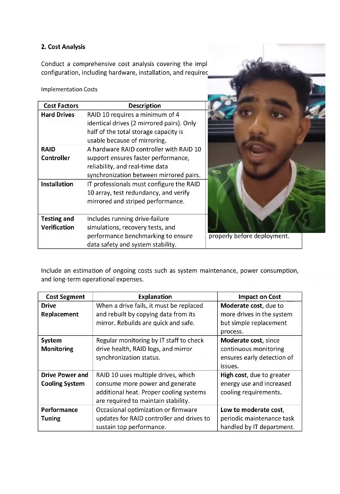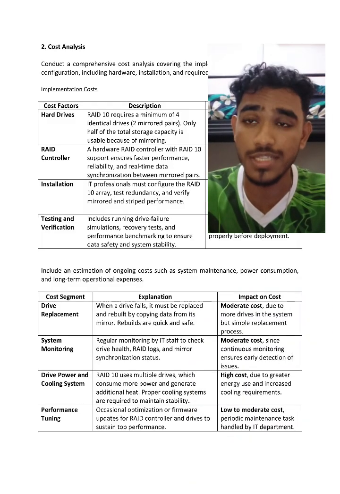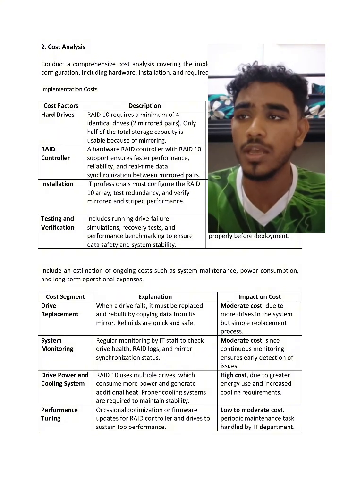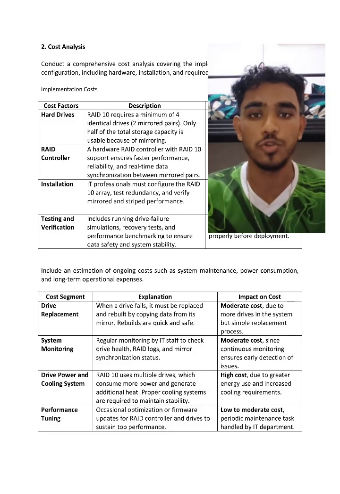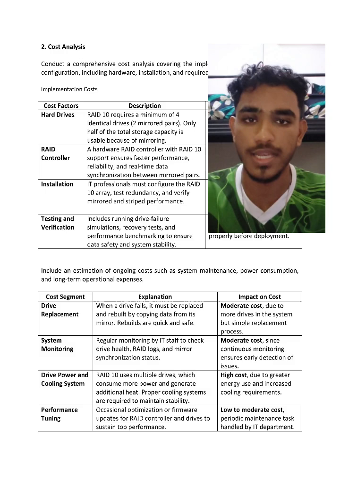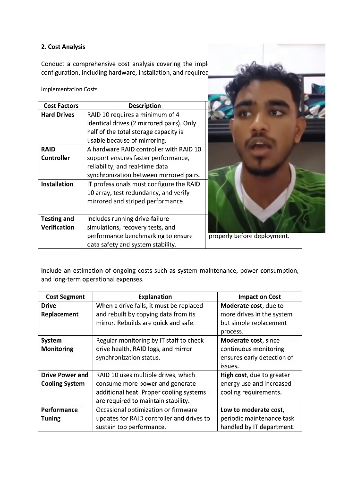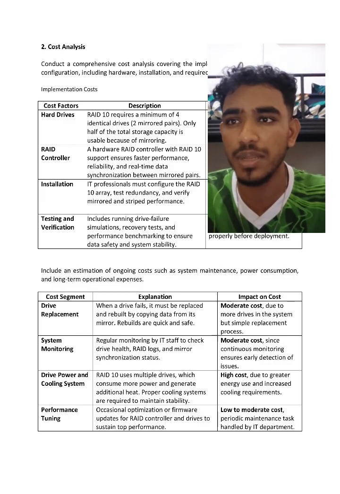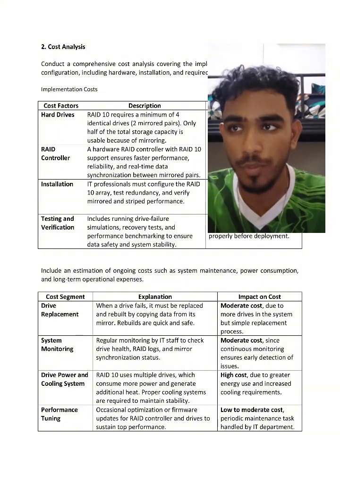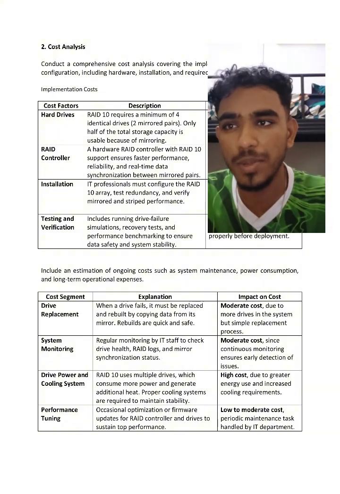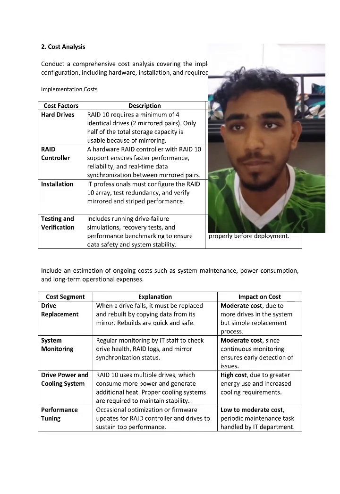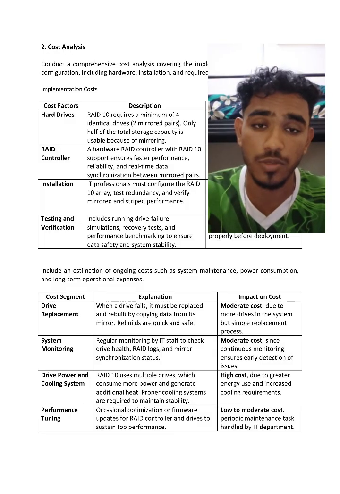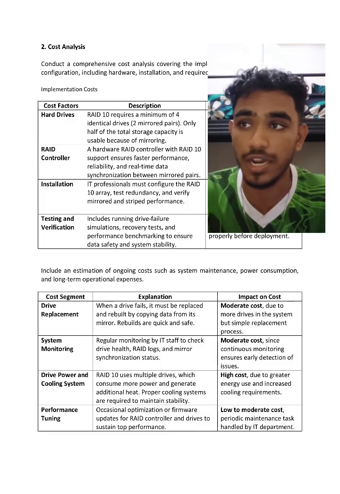Next, include an estimation of ongoing costs such as system maintenance, power consumption, and long-term operational expenses. We also divided this segment into 3 factors, which are cost segment, explanation, and impact on costs. The first cost segment is drive replacement. When a drive fails, it must be replaced and rebuilt by copying data from its mirror. So rebuilds are quick and safe. The impact on cost is moderate due to more drives in the system, but the replacement process is simple. We just need to replace the drive, that's it.